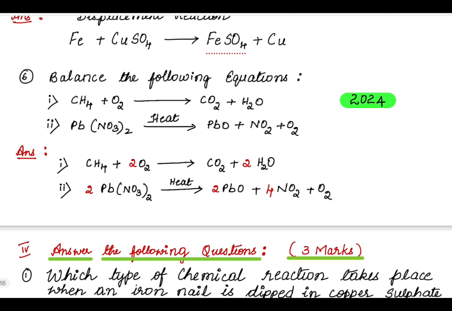Next, balance the following reactions. Two equations are given. You have to balance them. Here you can see oxygen. Here you have to write 2 and then 2 times water to balance it. And then here 2 times lead nitrate, 2 times lead oxide and 4 times nitrogen dioxide.